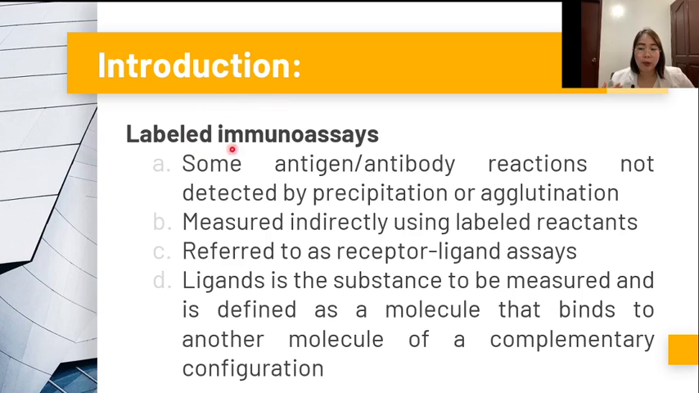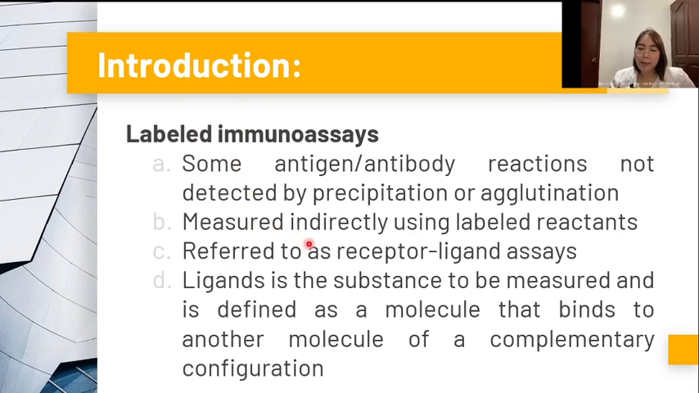In contrast, class, your labeled immunoassays are designed for antigen and antibody reactions that may be small in size or present in very low concentrations, which are not detected by unlabeled immunoassays such as precipitation or agglutination, because mainly those analytes do not have high enough concentration of the unknown to visualize a precipitation or agglutination reaction. That's why these labeled immunoassays are designed for those instances.